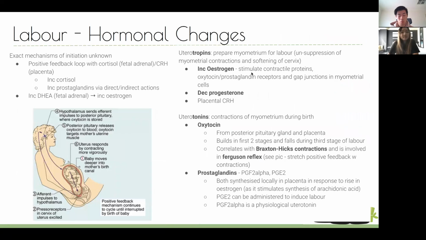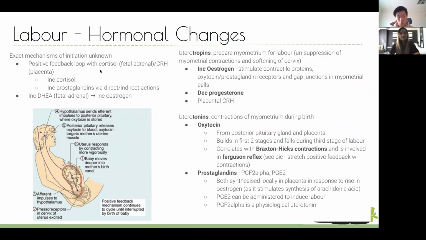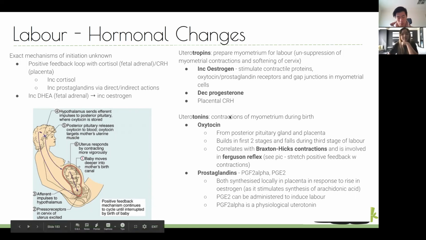And now we've done pre-birth, now we're going to give birth, so this is labor. You can split labor into hormonal changes and physical changes. The exact mechanism of the hormonal changes isn't really known, but you have a positive feedback loop with cortisol and placenta, and you also have an increase in DHEA via the fetal adrenal, which increases estrogen.